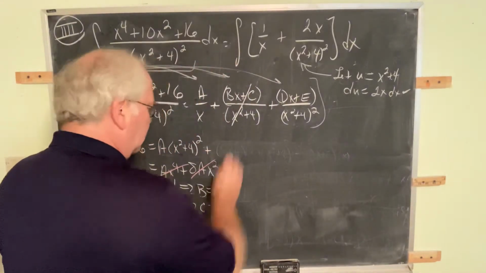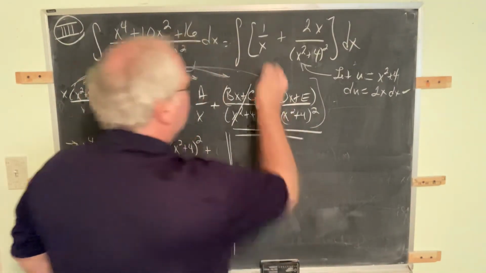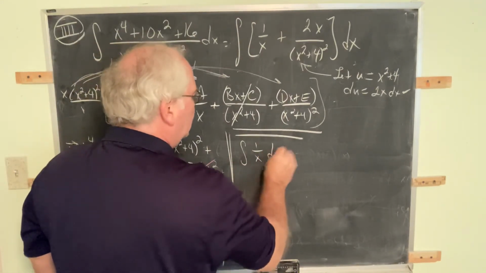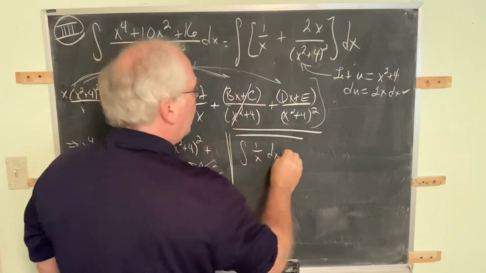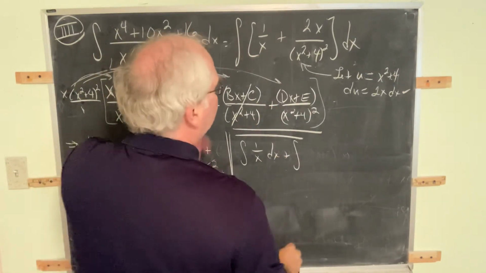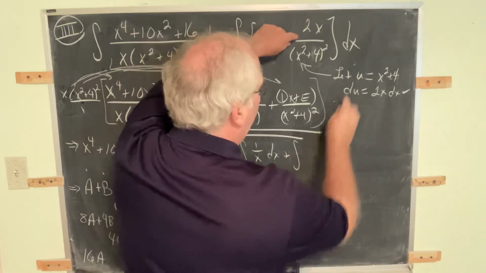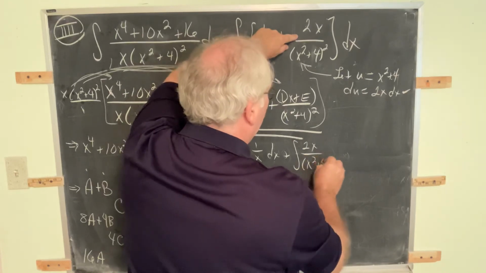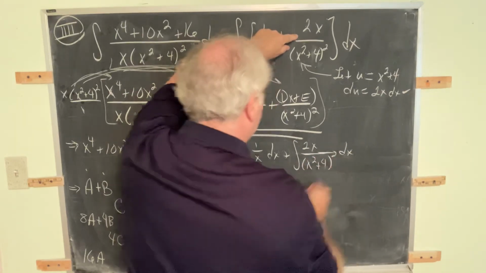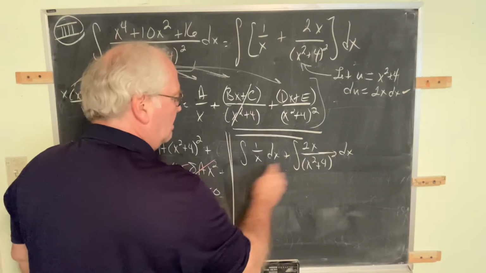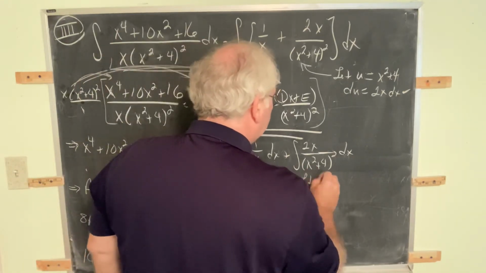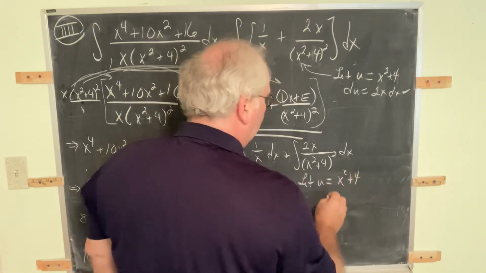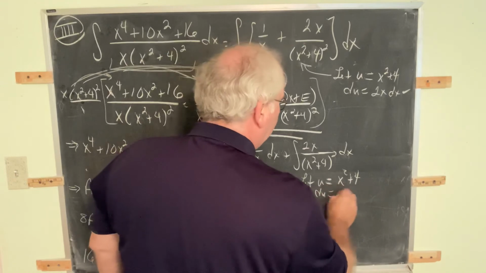So the last little denouement here, if I bring this down here, I'm going to rewrite this as the integral of 1 over x dx, which is this first piece. And then we have the integral of 2x over x squared plus 4 quantity squared dx. This is the natural log form. Let u equal x squared plus 4, du equals 2x dx.